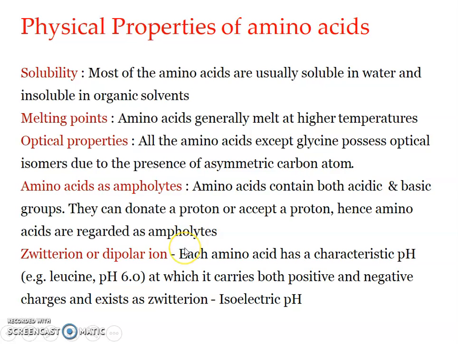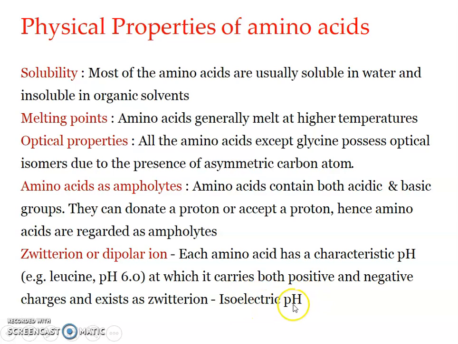When we discuss the ampholyte, the reason is the dipolar nature. It is otherwise known as zwitterion. Each amino acid has a characteristic, specific pH at which the amino acid has a positive and a negative charge. So it will be almost neutral, and this particular pH is known as isoelectric pH.